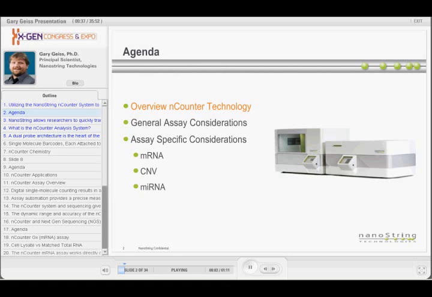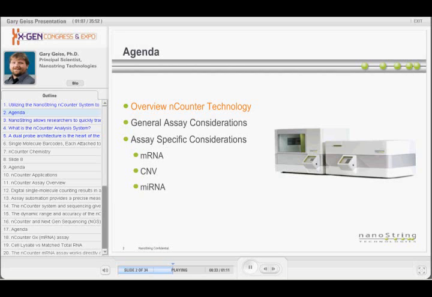I'm going to go over the core of the technology somewhat briefly so that you get an idea of what we do and why the sample prep issues or concerns that I'm going to talk about exist, what the basis behind them is, and then talk about general assay considerations from a sample prep perspective for the entire assay.